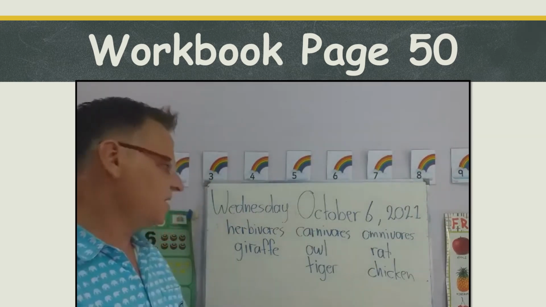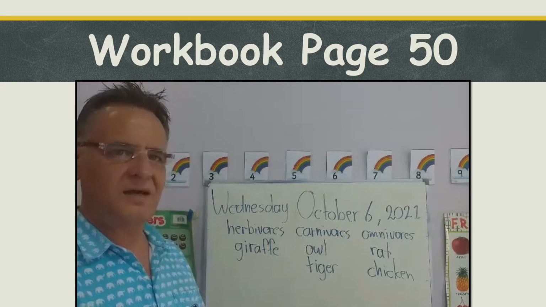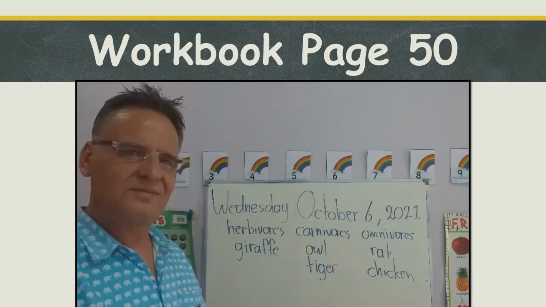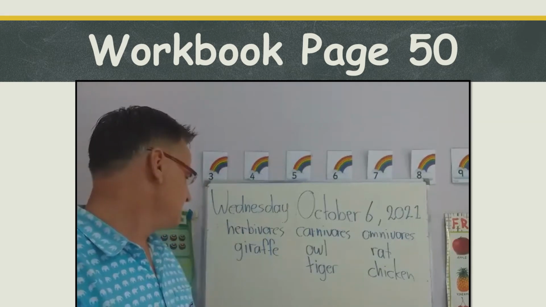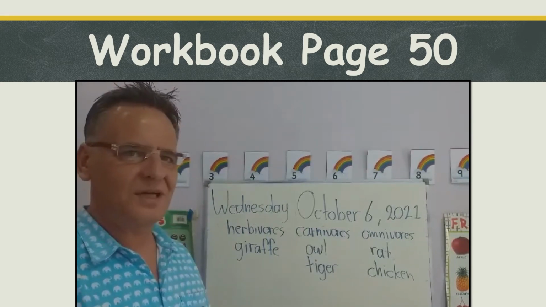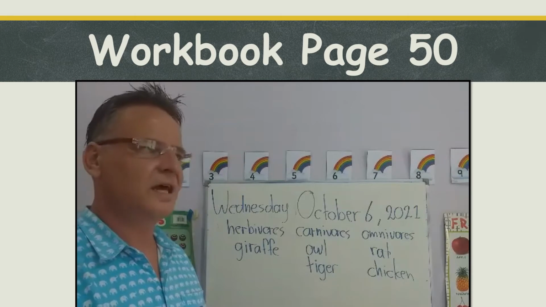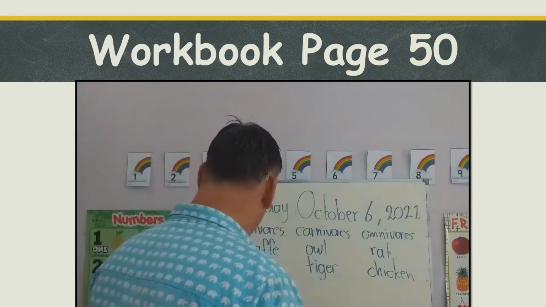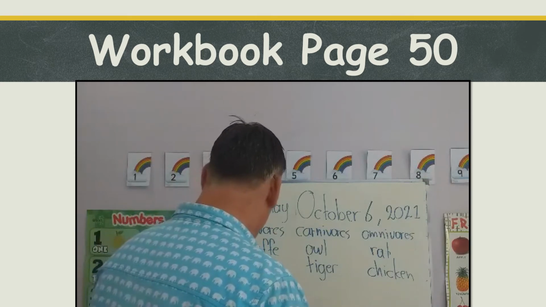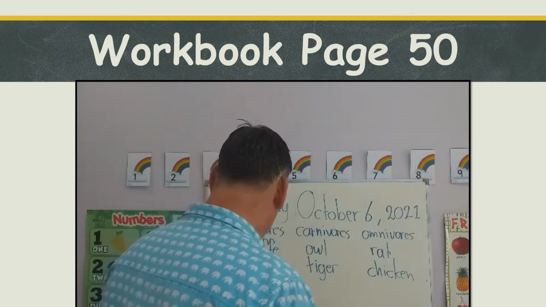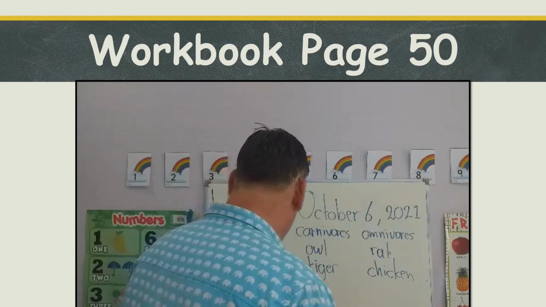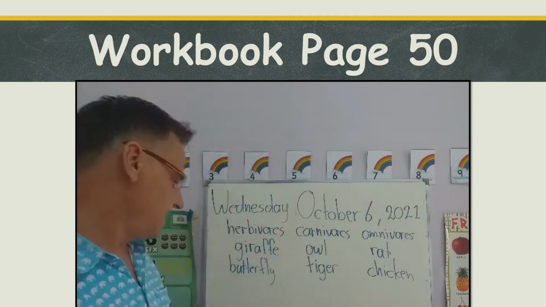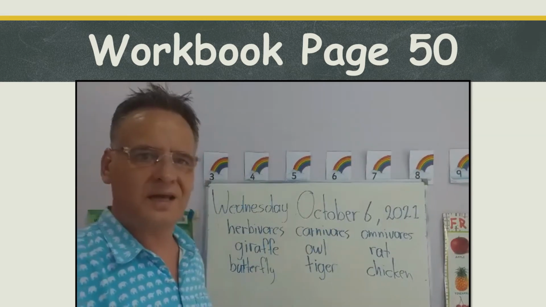Then we have the butterfly. You think the butterfly will eat other animals? No, I don't think so. A butterfly only eats or drinks the nectar from flowers, right? So a butterfly is a herbivore. Butterfly is a herbivore. So, then we have one left, that is the panda.